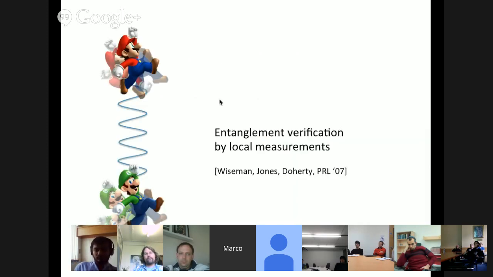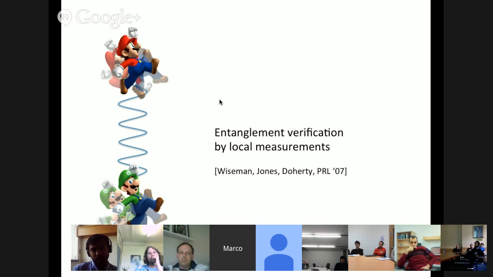So now I mentioned this historical perspective on steering, but the study of steering was revamped by a famous paper by Wiseman, Jones, and Doherty in 2007, where they consider steering from the modern perspective of quantum information, and from the point of view of entanglement verification.